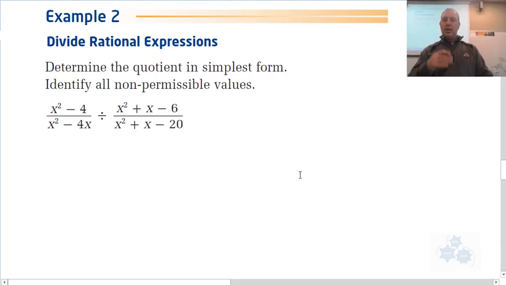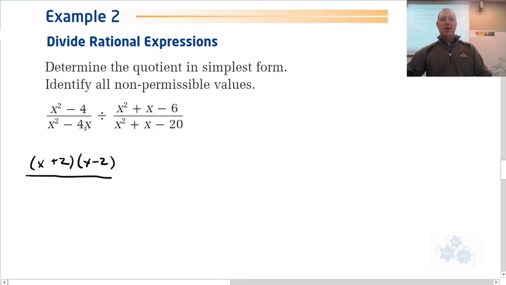All right, so let's do another example. Now again, you should be getting pretty good at this, but I'll do one more with you together. This is a difference of squares on top, so let's factor: x plus 2 times x minus 2 on top there. We have a common factor of x in here, so let's take an x out of there, and we're left with x minus 4.